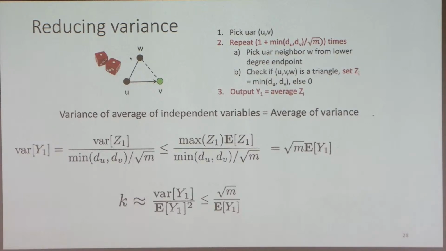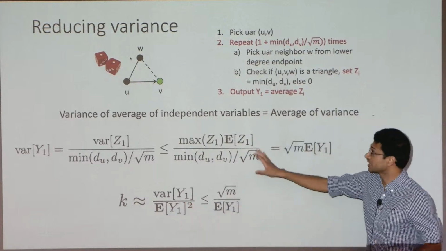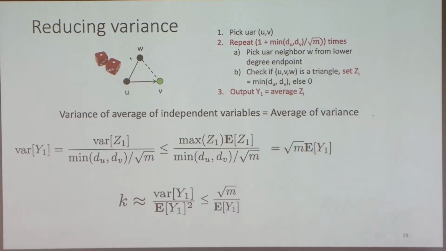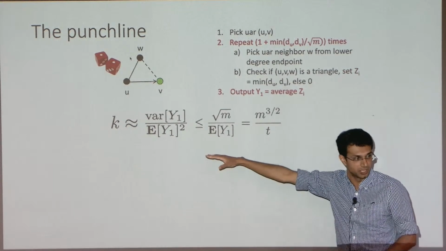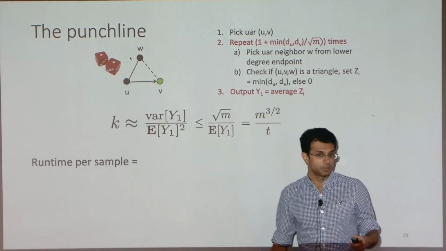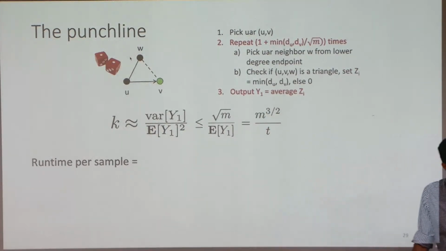Sorry? Good. So you're all jumping ahead. This is the next slide. K over here is the number of samples of this whole thing, but I now need to bound the running time. So the number of samples we need is m to the 3/2 over t, but the runtime per sample is not constant anymore. Or maybe it still is.